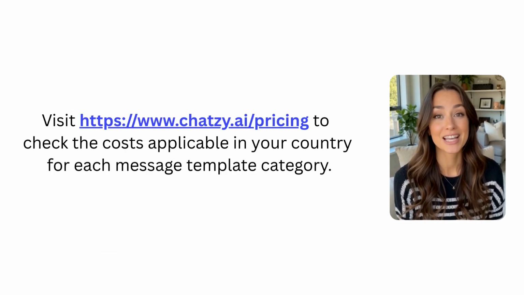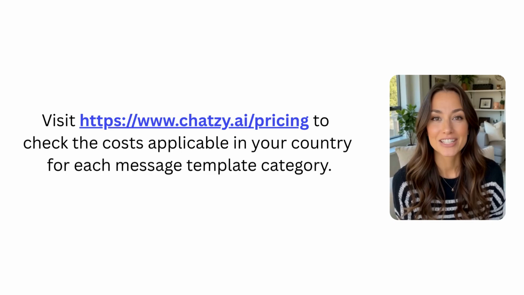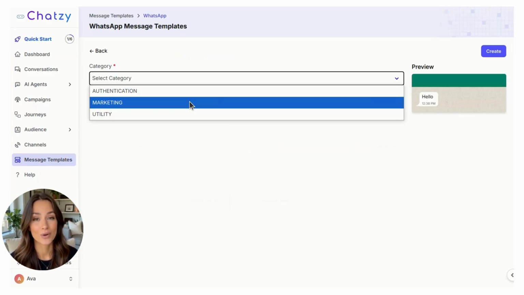Also, sending templates from each category has different costs, with marketing being the most expensive. To check the exact charges, visit the pricing page on Chatzy AI. Choosing the right category for your message content and use case is essential. If you select the wrong one, Meta may not approve your template. Be sure to pick wisely.